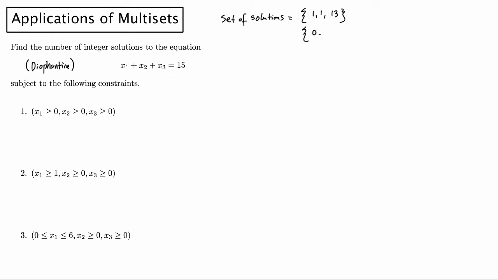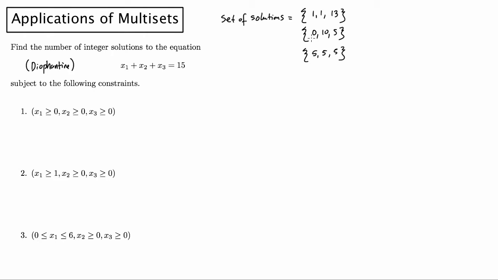So that's just one possible solution. Another possible solution might be 0, 10, 5. Another possible solution might be 5, 5, and 5. So you could have three elements repeated, all 5s. But there are many possible solutions, and so our solution set would have many possible items.